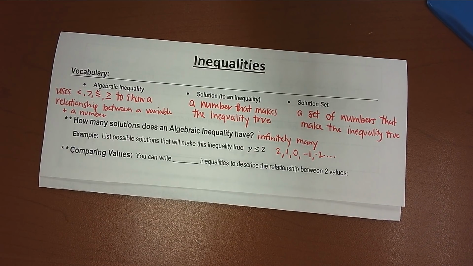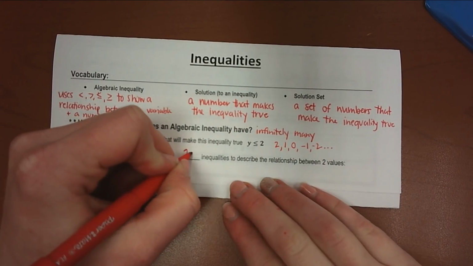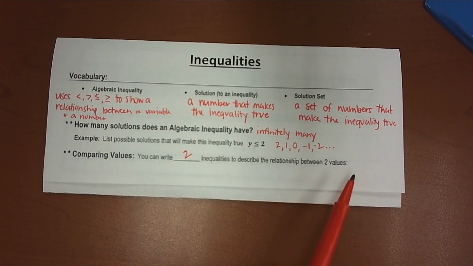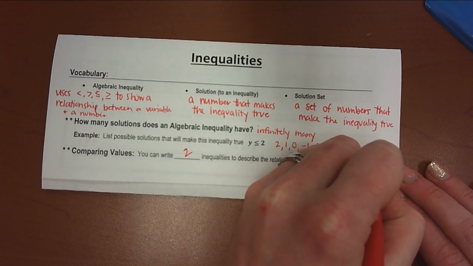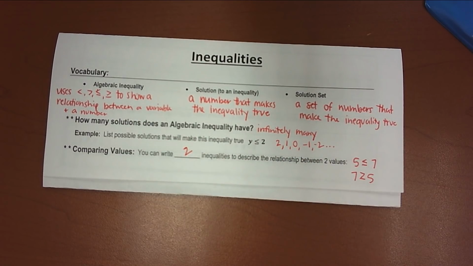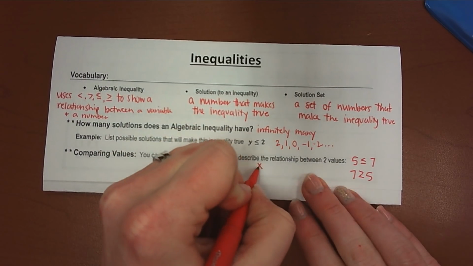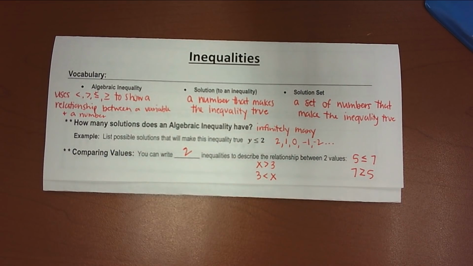And so the last thing that we're going to do here on the front is when we talk about comparing values, you can write two inequalities to describe the relationship between two values. So for example, we could say 5 is less than or equal to 7, or we could say 7 is greater than or equal to 5. We can do that with algebraic inequalities just the same. If x is greater than 3, then 3 is less than x.